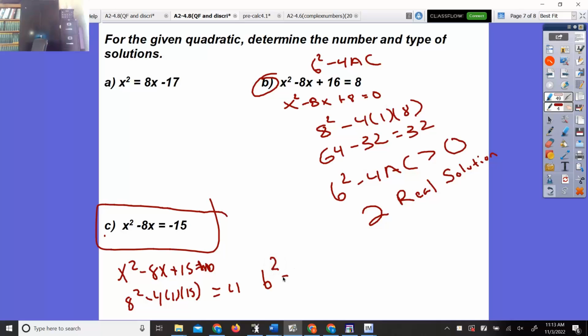So b squared minus 4ac's relationship to 0 is bigger. If you just glance at your notes, or maybe you can actually comprehend this at this point in time. There's 2 real solutions.